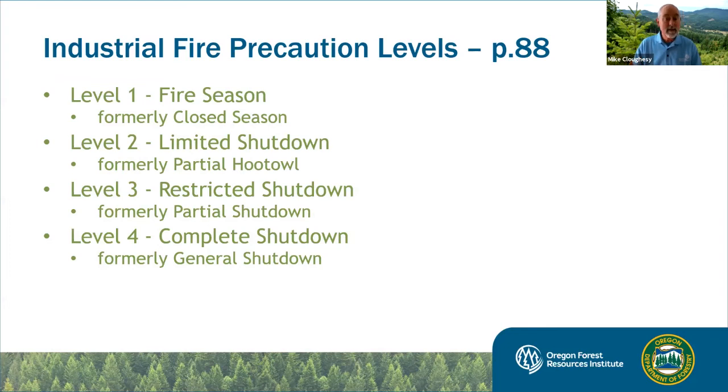And, you know, to me, losing the term partial hoot owl is really a loss, but it's a lot less understandable than limited shutdown. And then level 3 is restricted shutdown, which was also called partial shutdown. And before that, it was called hoot owl. So again, with all of these things, they make more sense, but we're losing some of the history. And then level 4, complete shutdown. Nobody can go to the woods other than people to fight fires.